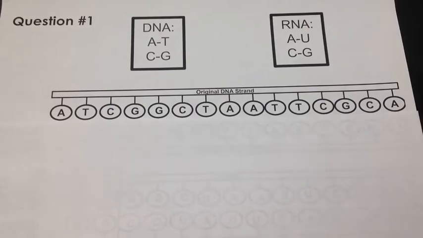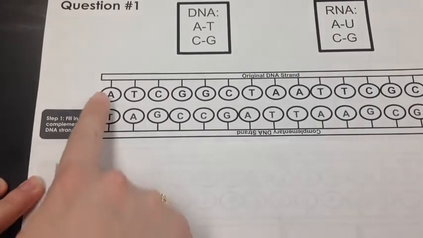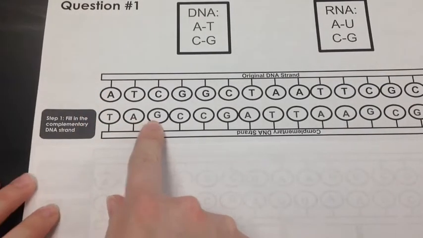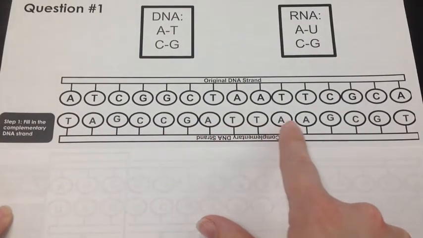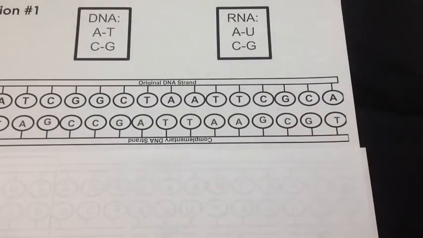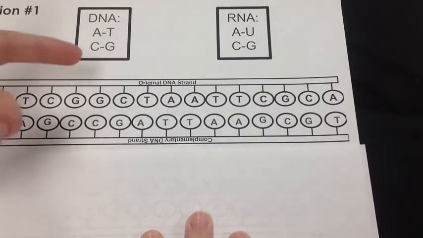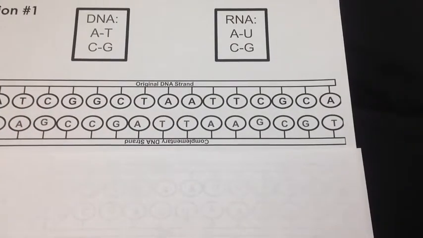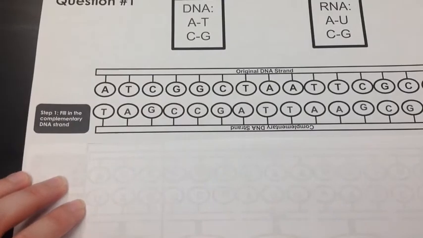I've already done this ahead of time, so I'm going to reveal that our complementary strand of DNA should read TAG, CCG, ATT, AAG, CGT. Remember, our complementary strand is not identical, but it complements, meaning that it's similar but not the same. We are now going to take this bottom row and change it, or transcribe it, into RNA.